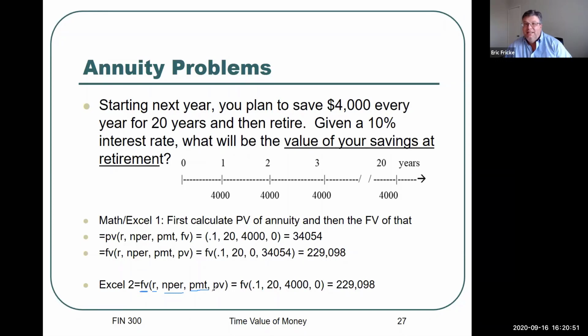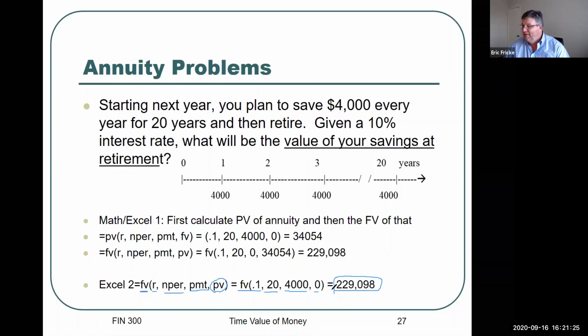Now assuming there's no lump sum payment at the end, which we don't have because it's just $4,000 every period, this PV, when we plug it in, is going to be 0. So the formula looks like this: FV, R is 0.1, number of periods is 20, and the annuity payment every year is 4,000. There's no extra lump sum at the end, and boom, it gives us the same answer as before.